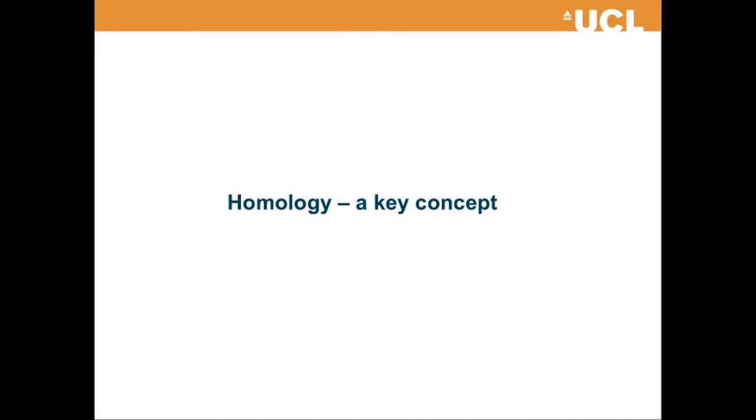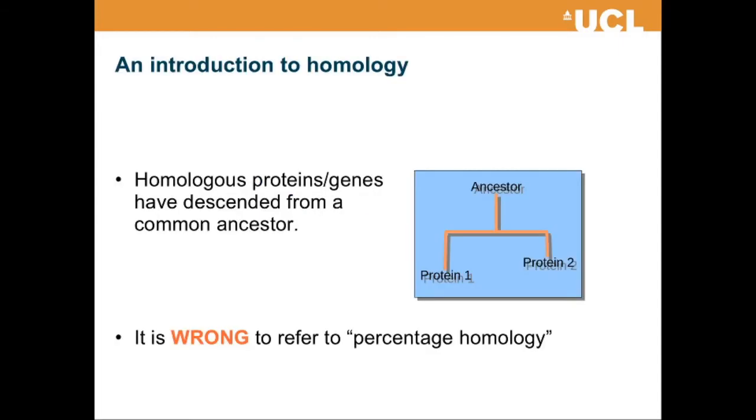Now, I've mentioned homology already, but this is a really key concept and one which really drives an awful lot of what we do in bioinformatics. Homologous proteins or genes have descended from a common ancestor. That is the definition of homology. So we have on the right protein 1, protein 2, both share this common ancestor.